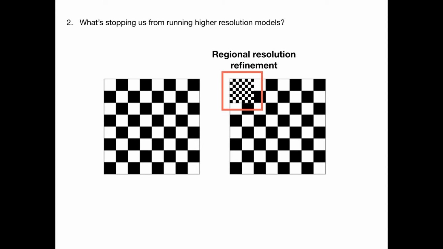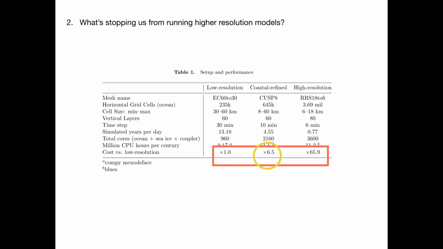And so I'm just going to skip past, and I'll show you this slide where we have the EC6030 case compared to the coastal refined and the high resolution. And we can see that the high resolution model is over 65 times more computationally expensive, but our new coastal refined is an order of magnitude cheaper than that. So this could be really beneficial for improving the model without extreme costs.